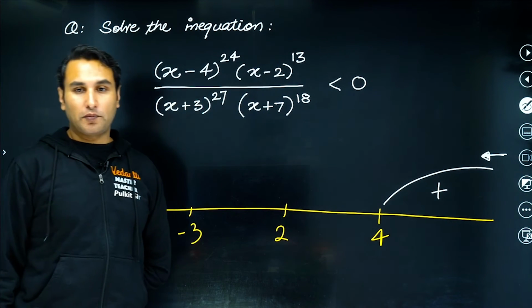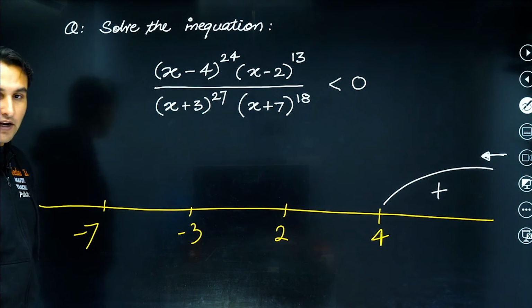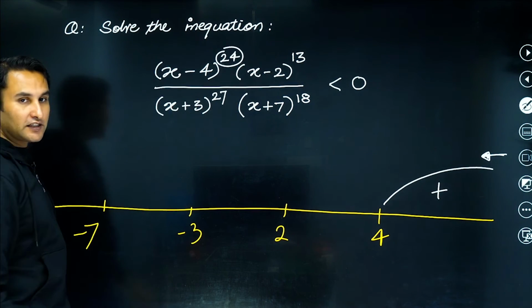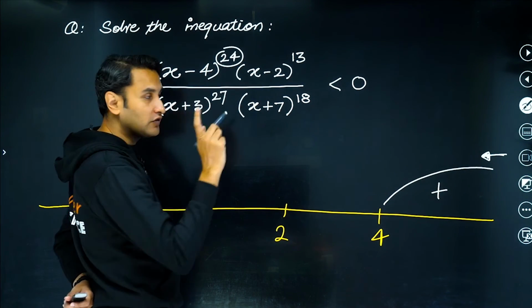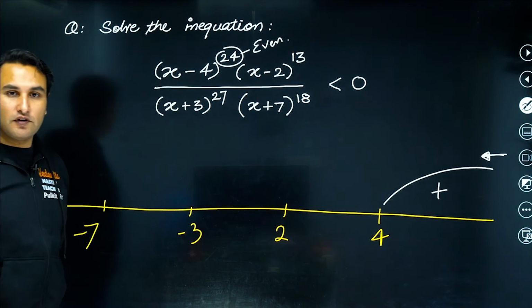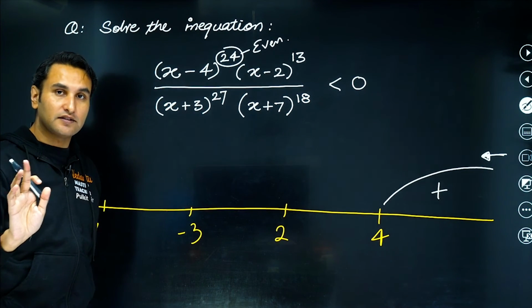Now the train has stopped at the station. Which station? It has stopped at 4. It will check: 4, where have you come from? 4 came from x minus 4, and its power is even. If the power is even, the train will not change the track. The sign will continue.